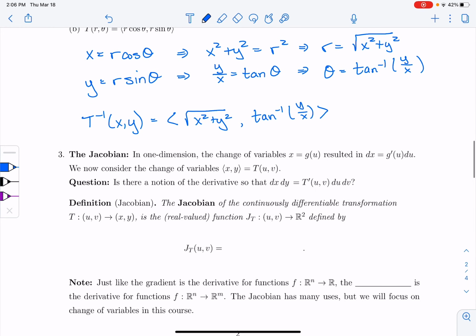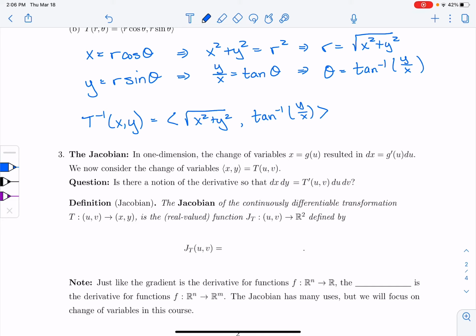Now, the Jacobian is going to represent the derivative of these transformations in the plane. In one dimension, the change of variables that we had was x equals g of u, and that resulted through the chain rule in dx equals g prime of u du. Now we want to understand how change of variables is going to work when we have (x, y) equal to a transformation of u and v.